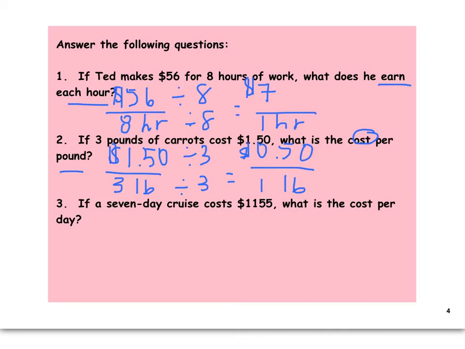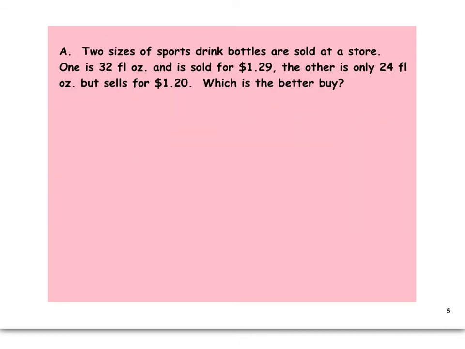One way that unit rates can be helpful for me is when I'm trying to determine what is more cost effective, meaning what's the better value for my buy if I'm at a store. So here I'm told about 2 sports drink bottles. One is a 32 ounce and is sold for $1.29. The other is 24 ounces but sells for $1.20.